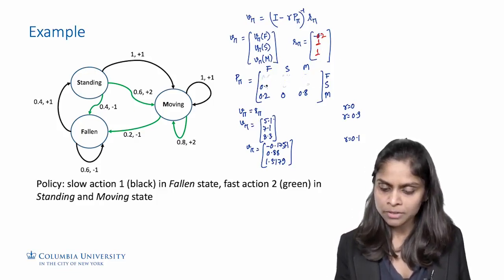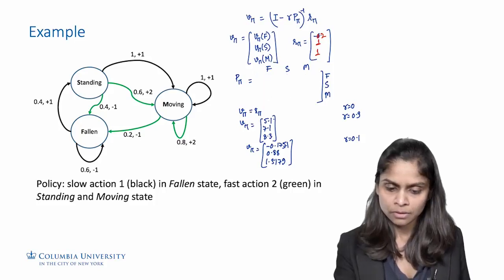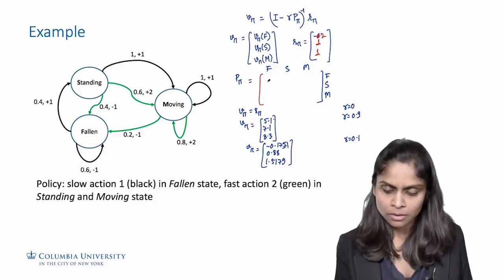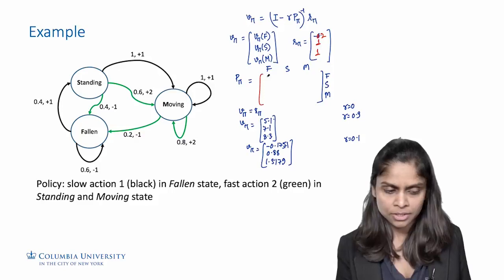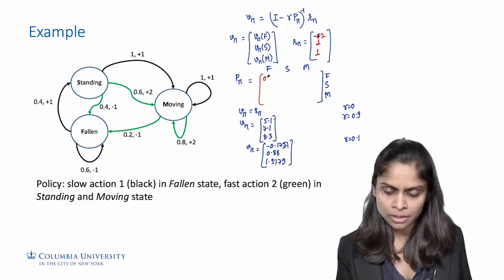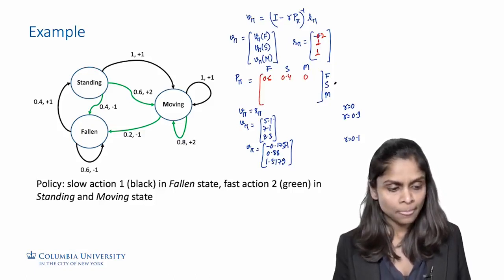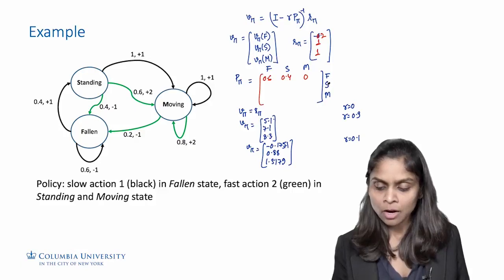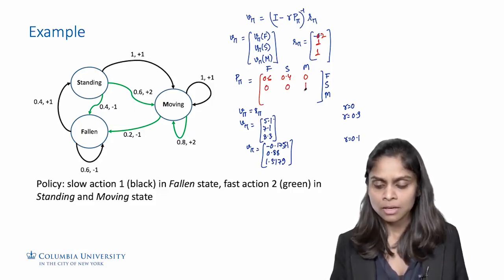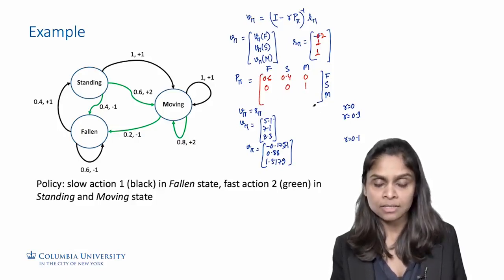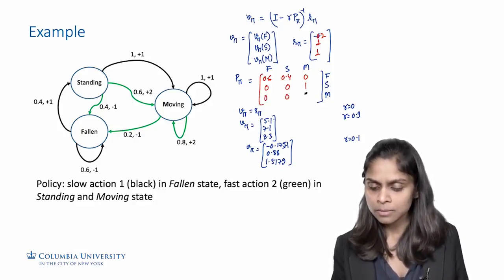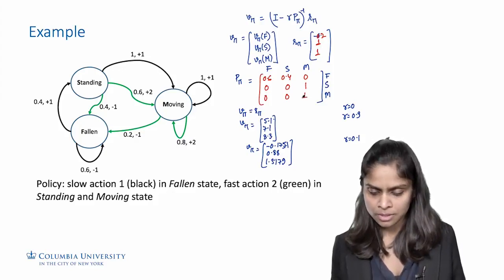The transition probability matrix also changes. Now in the fallen state, since we are taking the slow action again, it's the same transition probability, 0.6 of staying in the fallen state, 0.4 of going to the standing state. In the standing state, we are now taking the slow action, which always transitions to the moving state. So the transition probability matrix P pi is simply this. The moving state, again, taking the slow action, always keeps the process in the moving state. So P pi is this.